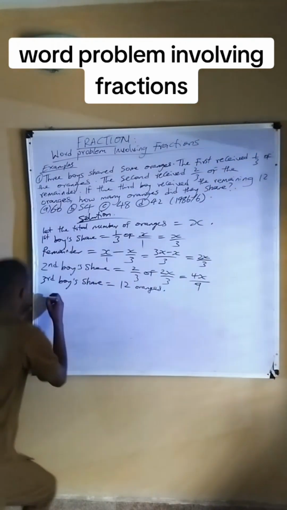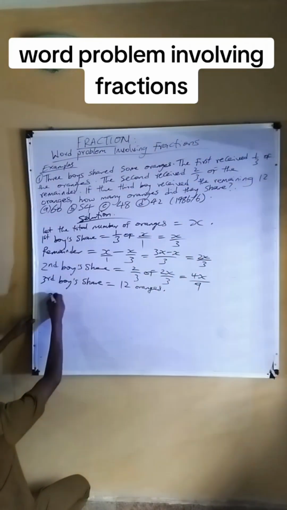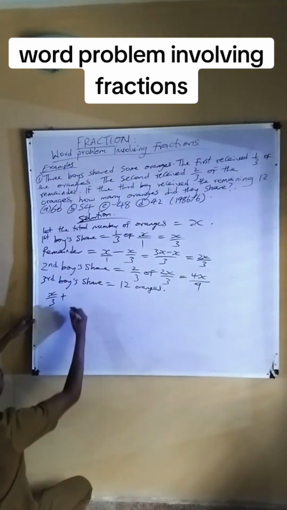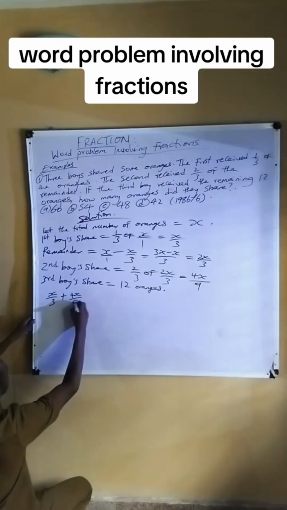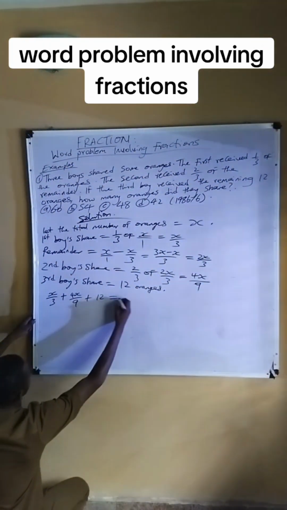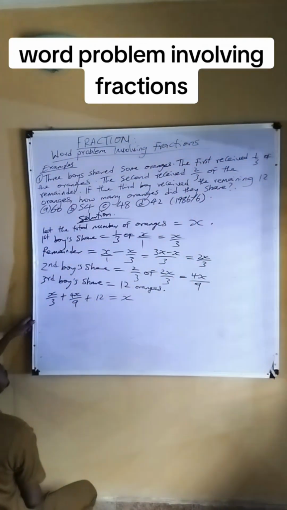Therefore, what's the first boy's share? The first boy's share is equal to S over 3, plus the second boy's share, which is 4S over 9, plus the third boy's share, which is 12. Everything will be equal to S, the total oranges.